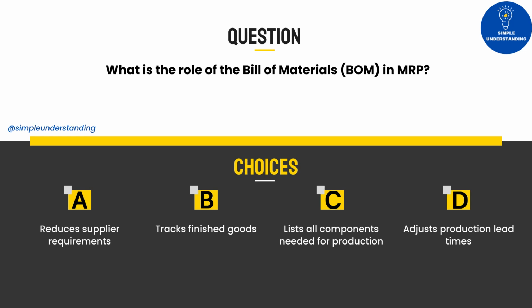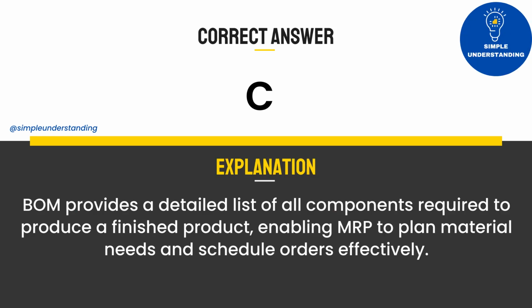3. What is the role of the Bill of Materials, BOM, in MRP? A. Reduces supplier requirements. B. Tracks finished goods. C. Lists all components needed for production. D. Adjusts production lead times. Answer C. Explanation. BOM provides a detailed list of all components required to produce a finished product, enabling MRP to plan material needs and schedule orders effectively.